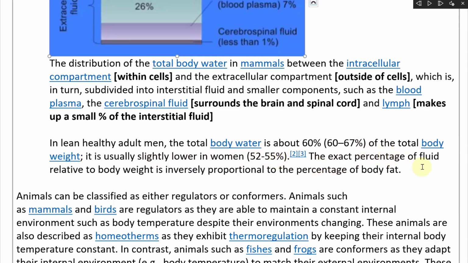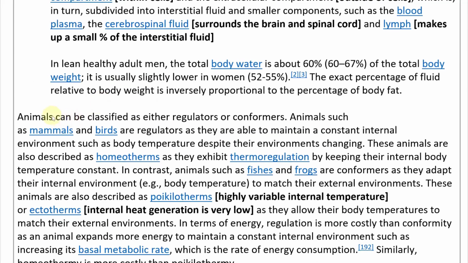The exact percentage of fluid relative to body weight is inversely proportional to the percentage of body fat. So the more body fat percentage you have, the less water you have. The less body fat, the more water. Women have more body fat, and hence slightly lower total body weight of water. So more fat, less body water, and in men, more water, less fat. Very interesting. All right, so let's continue further.